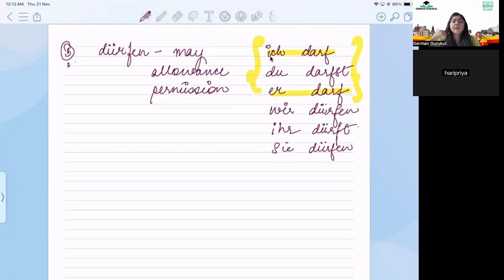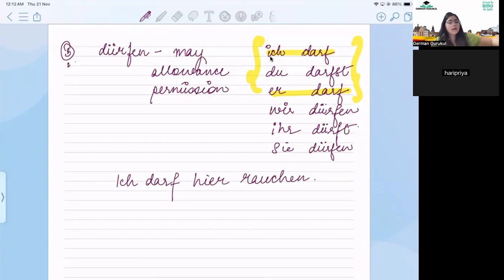For example, I'm allowed to smoke here, right? So how will I make the sentence? I'll say ich darf hier rauchen. Yeah, ich darf hier rauchen. Correct. Okay, I may eat here. So how will you say? Essen. Ich darf hier essen.